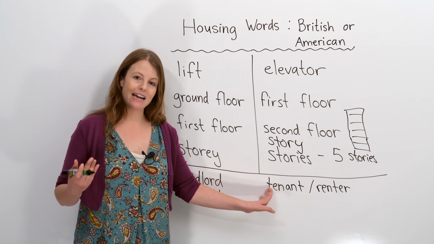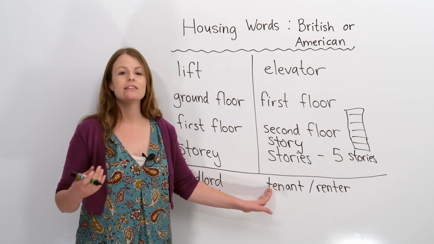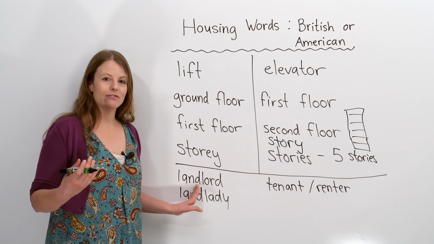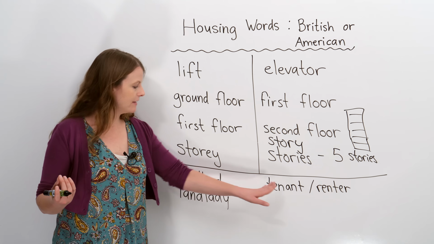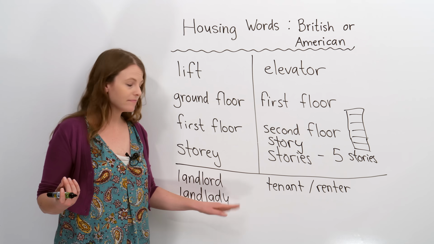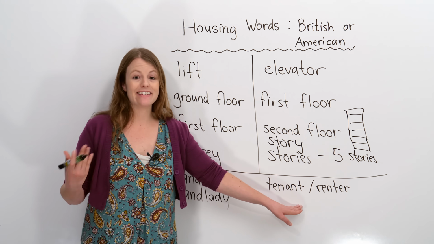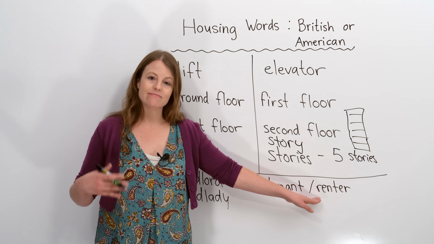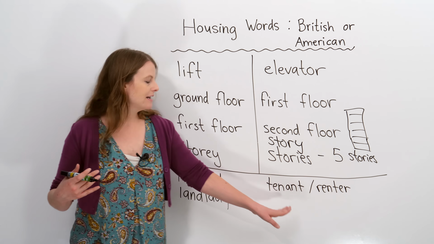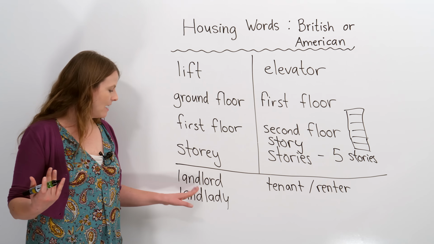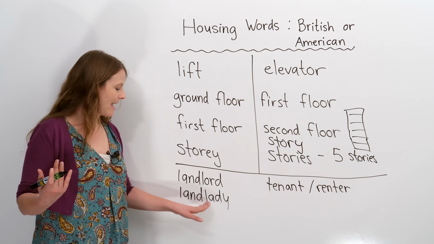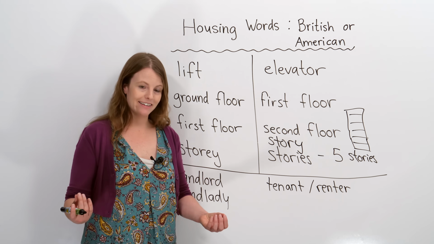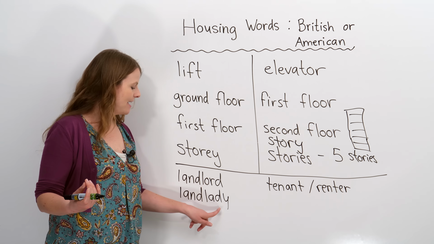So if you pay money every month for your apartment, you are a tenant. If you receive money every month from a tenant, you are a landlord. So these are opposite roles. Tenant and renter have the same meaning. You can use either word. A renter is a person who rents a building or an apartment. It's the same with tenant. We have here the word landlord and landlady. These people have the same job, but the difference is this one is a man and this one is a woman.